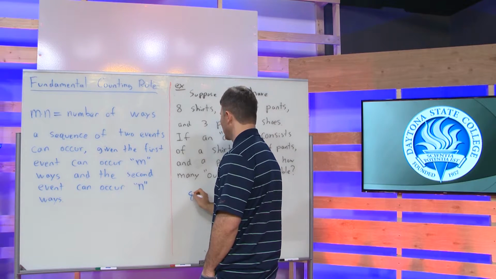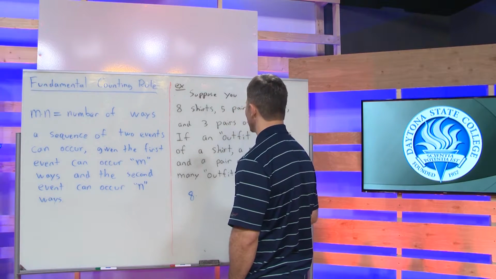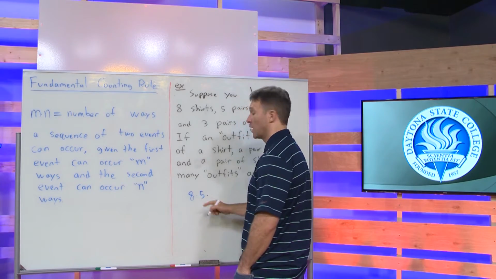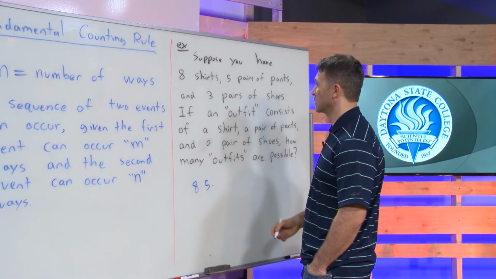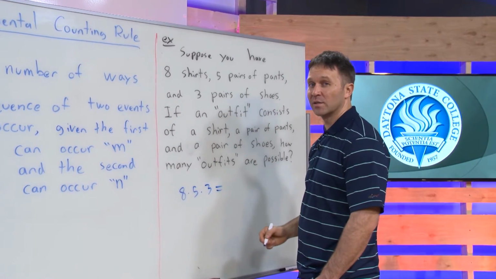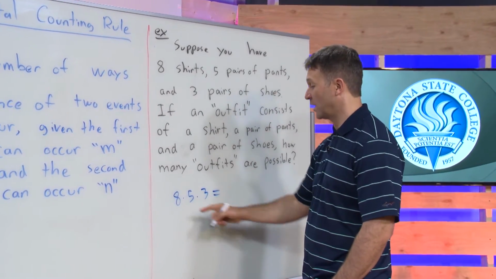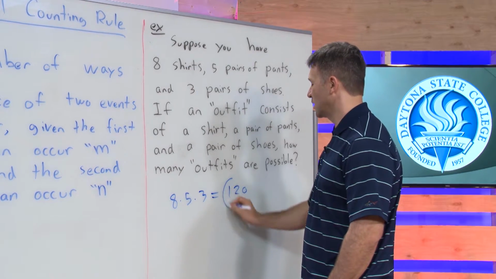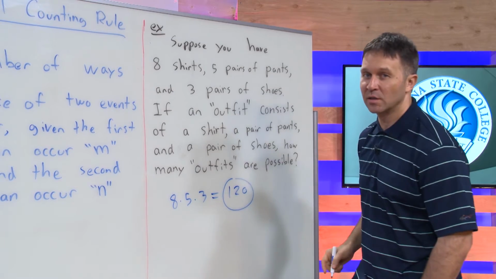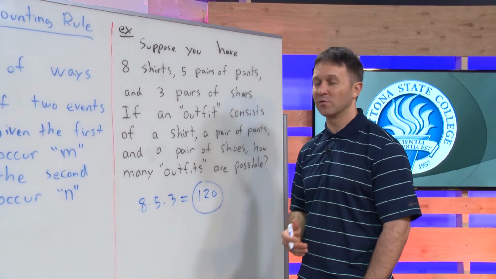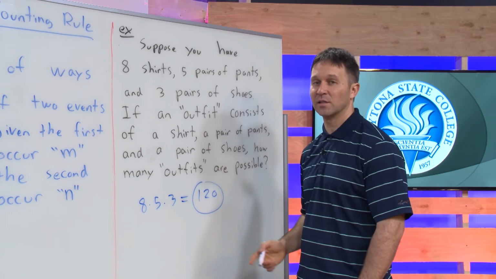So, 8 ways of selecting a shirt times 5 ways of selecting a pair of pants times 3 ways of selecting a pair of shoes. And if we do 8 times 5 times 3, we will get 120. And that is the final answer, 120. So when we apply the fundamental counting rule and multiply 8 times 5 times 3, we get 120 as our final answer.